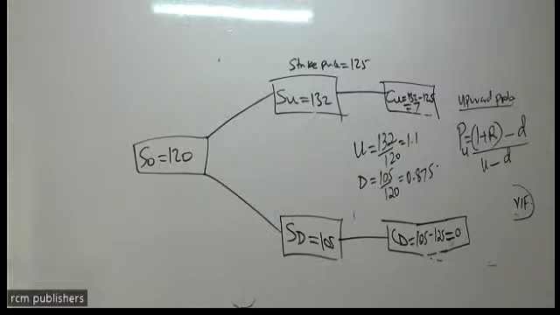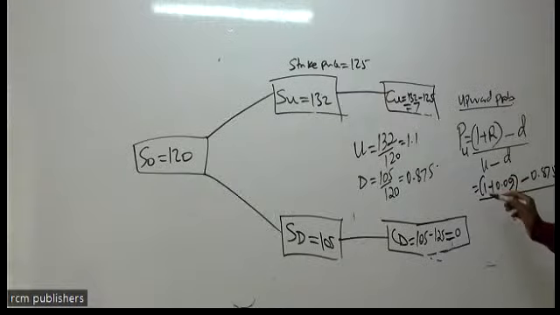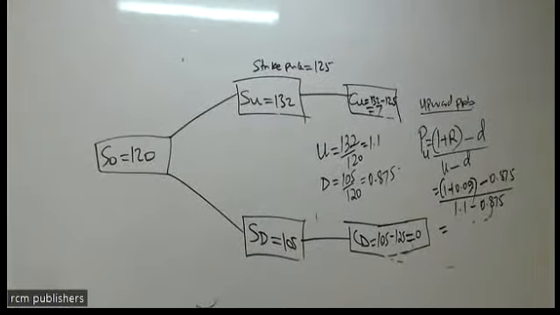So remember, it is 1 plus R and the R is the risk-free rate. So that will be 1 plus 0.09 minus the down, which is 0.875, all over the upward, which is 1.1 minus the down, 0.875. So you move slowly, part by part. For the sake of the students who haven't yet gotten this, could you kindly give me the numerator value?